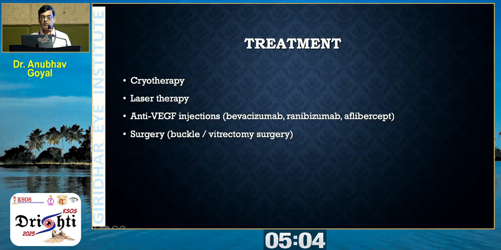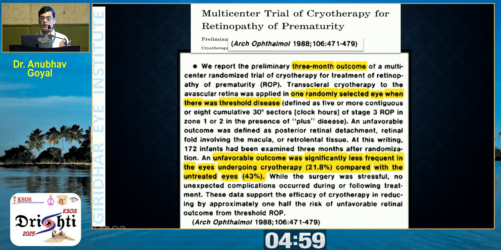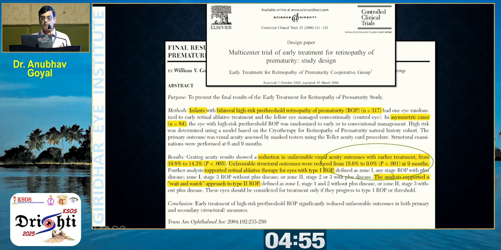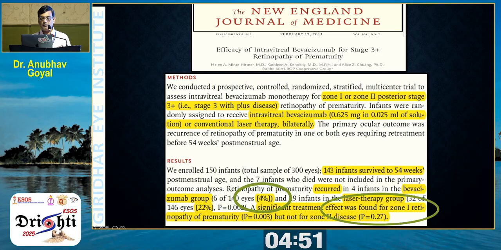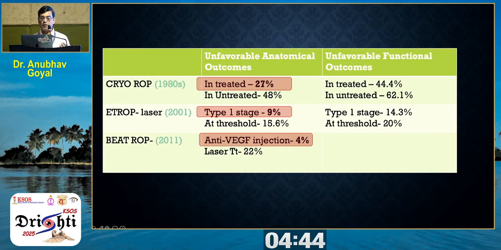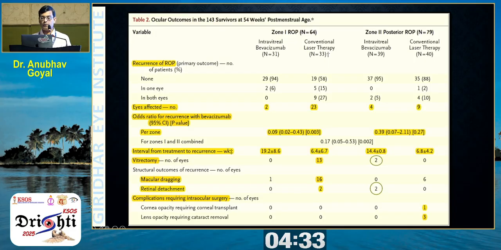So next is treatment. Way back in 1980, CRYO-ROP showed the importance of cryotherapy. Then in 2000, ETROP showed the importance of laser in ROP. And in 2010, anti-VEGF came. It's a revolution in ROP, and BEAT-ROP showed the importance of bevacizumab. You can easily see the rate of unfavorable anatomical outcomes has improved from CRYO-ROP to BEAT-ROP, and hardly any baby was left with unfavorable outcomes.